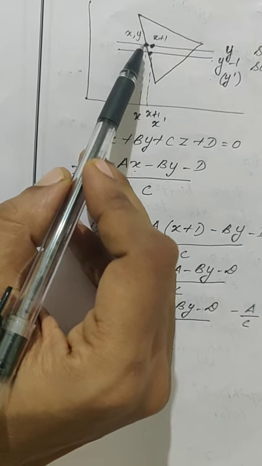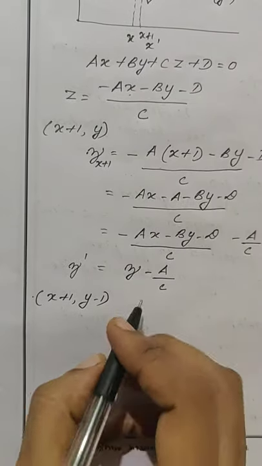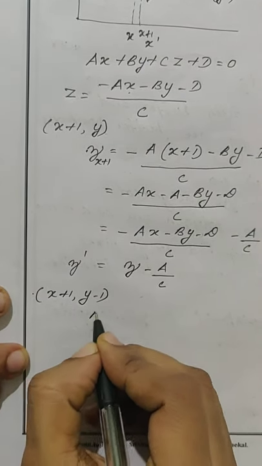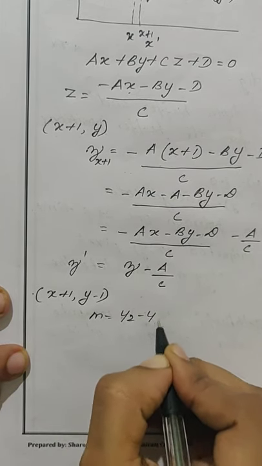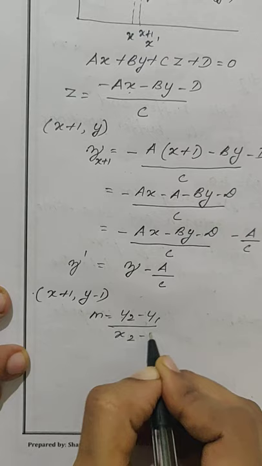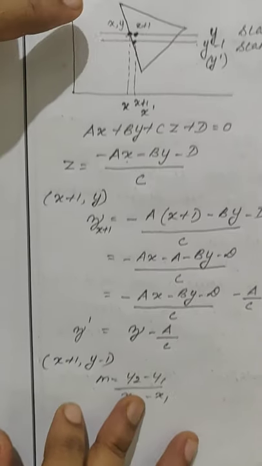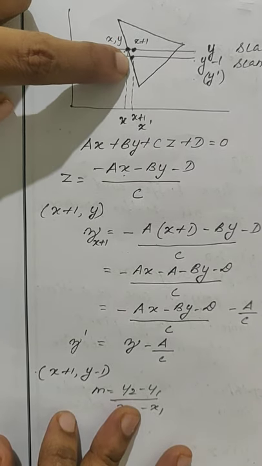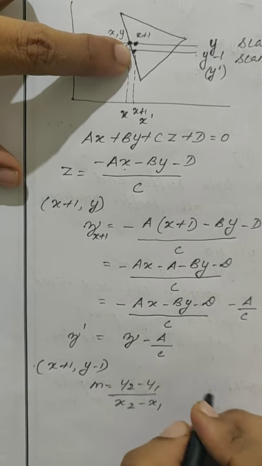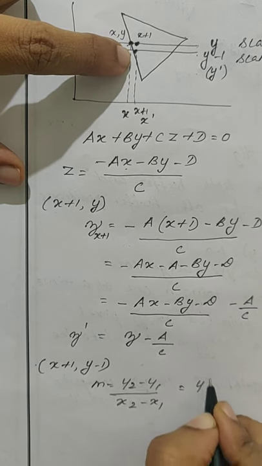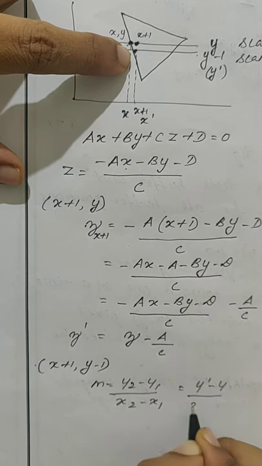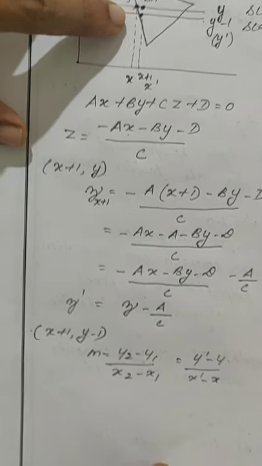So for these two points, I have to calculate the slope first, right? What is the slope formula? M is equal to y2 minus y1 by x2 minus x1, right? So here it is x comma y, and this location will be x dash comma y dash. Now how will I write my slope? So it is y dash minus y by x dash minus x, right?